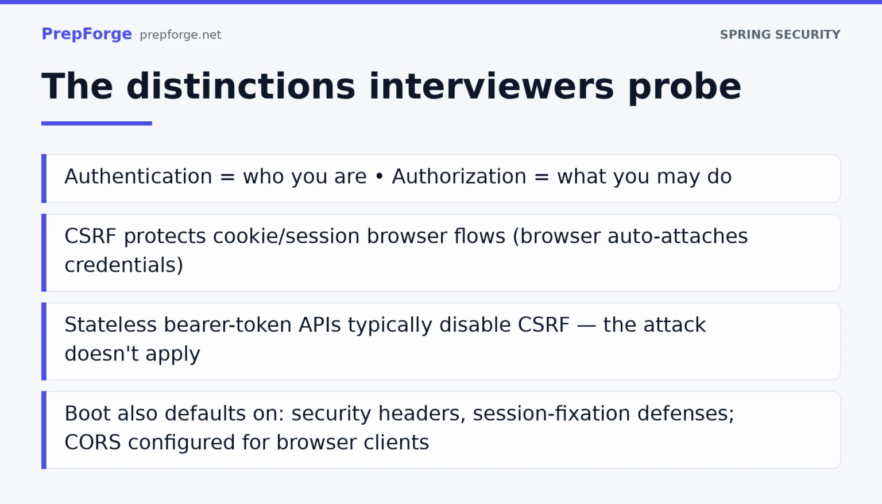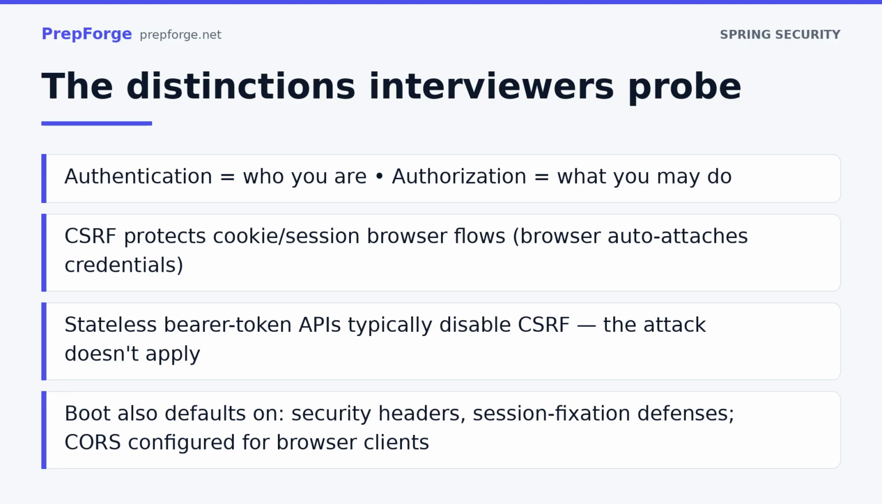Two distinctions get probed constantly. First, authentication versus authorization: who you are versus what you may do. Practice saying it crisply. Second, when CSRF protection matters. CSRF defends cookie and session-based browser flows, where the browser automatically attaches credentials to any request. For a stateless token-based API, where the client explicitly sends a bearer token, the attack doesn't apply, which is why you'll see CSRF disabled there, like in our config.